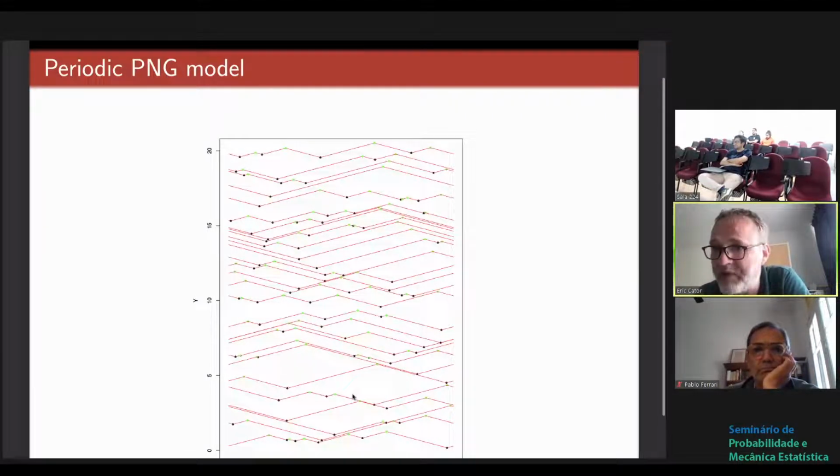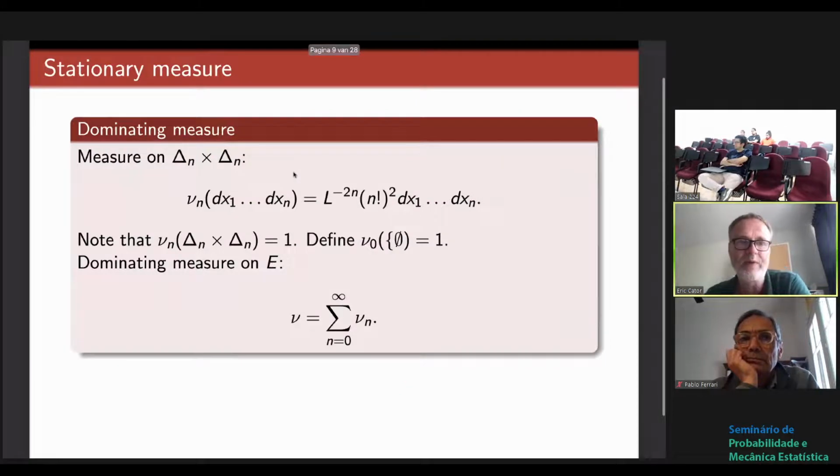But the first question we have to answer is, if you now take a horizontal line, let's say far above, somewhere here, what is the structure of the particles that you will see? What is the stationary measure of this process? Okay. So, first we introduce a dominating measure, which is kind of the obvious one.